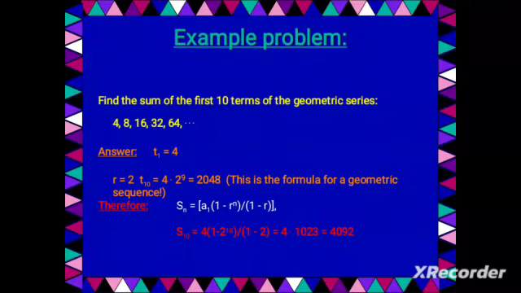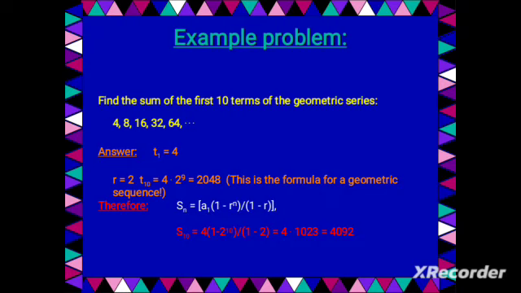So let's now look at an example. Find the sum of the first 10 terms of the geometric series. So the sequence is there. Now we are supposed to find the sum of the first 10 terms. So from the sequence, the first term is 4, that is t1, that is 4. Common ratio is 2, and 2 is greater than 1. So you now know which formula you are going to apply.